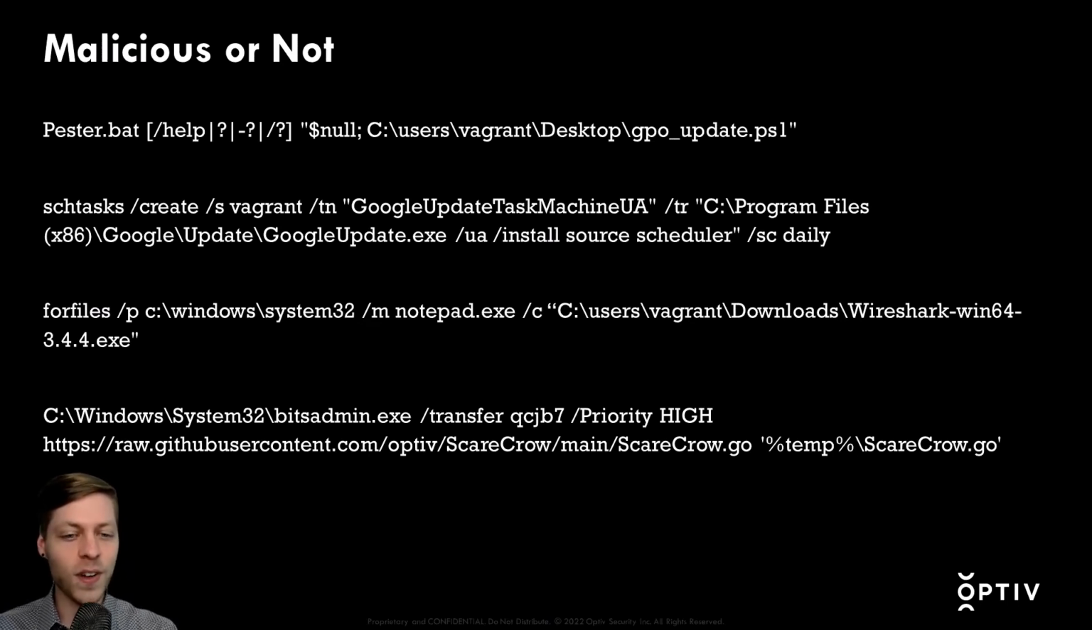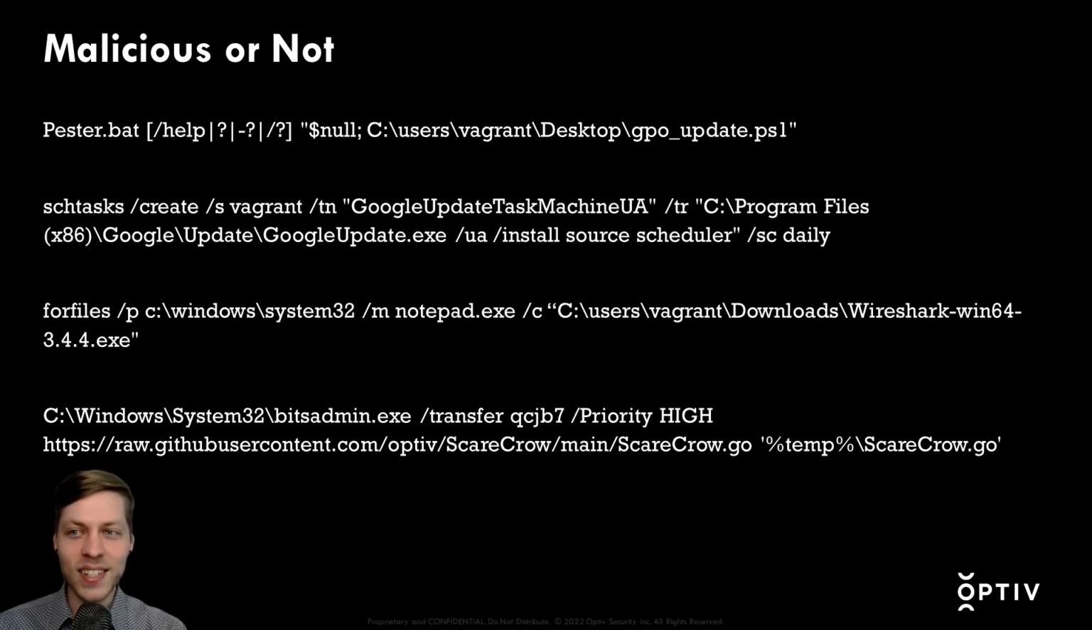Next on the list is for files, which I think is a pretty cool one. What this is going to do is it's going to look in the Windows System 32 directory. If it finds a file called notepad.exe, which it will, then it's going to execute the next command that's put in front of it. So in this case, it's going to look for Notepad, it's going to find it, and then it's going to launch this Wireshark exe, which again, if we can't validate that that is a real Wireshark executable, then this could be malicious or may not be.